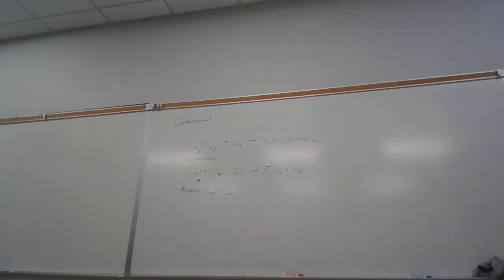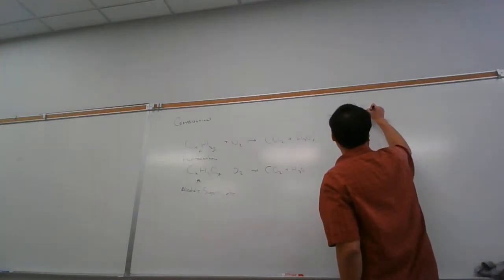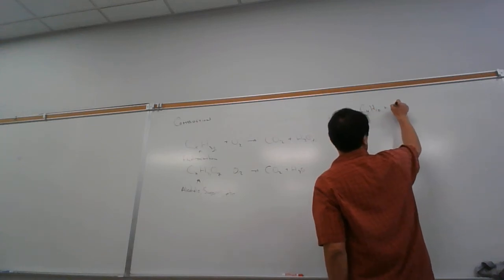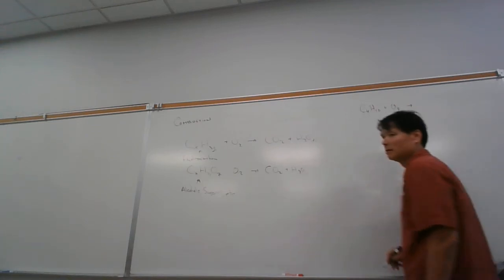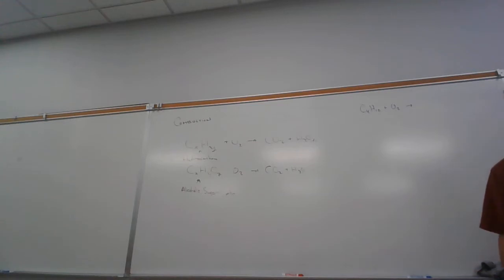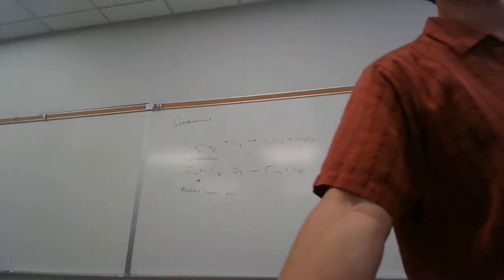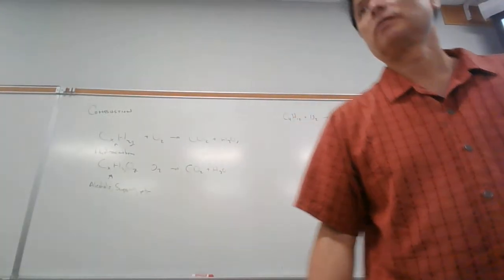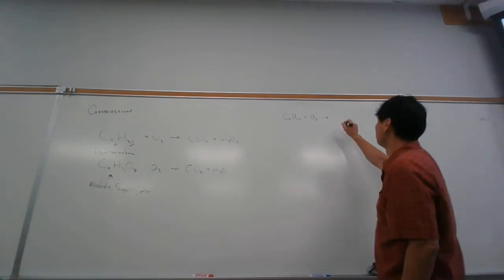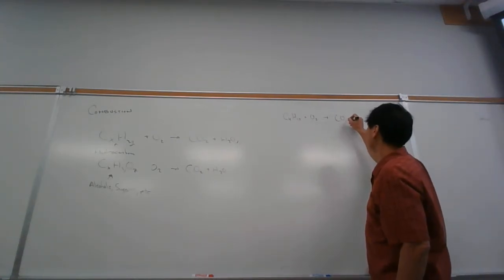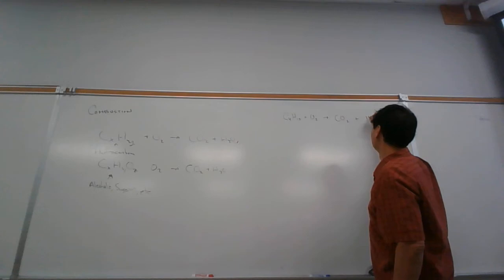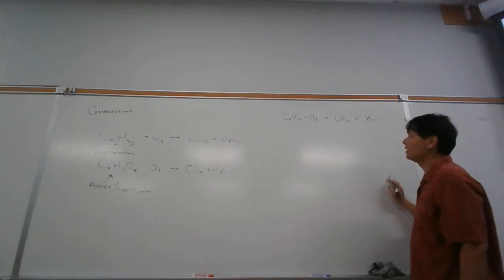So butane, C4H10, let's go ahead and combust butane. C4H10 plus O2 yields what? You should be able to predict what it's going to form. What's going to form? CO2 and water. Okay, then we balance this.